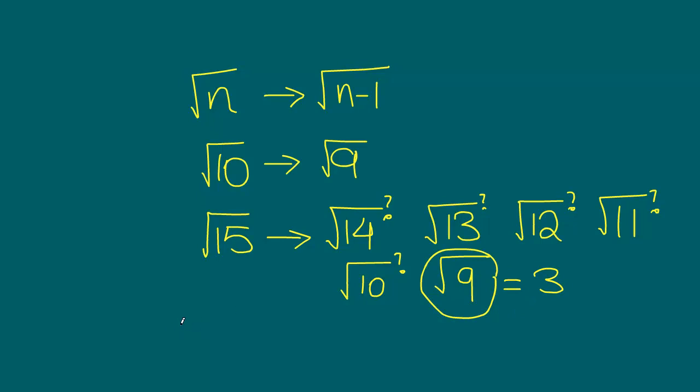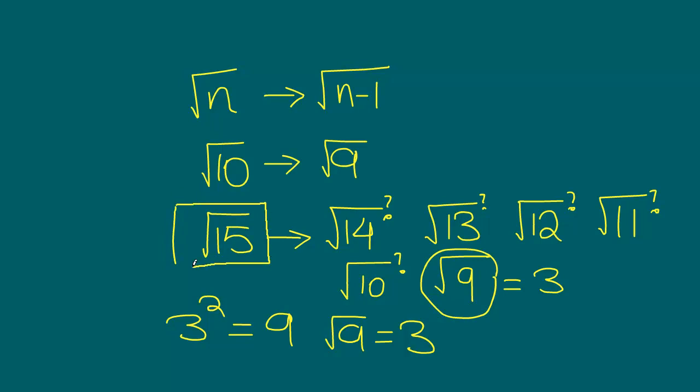Why? Well, simply because 3 squared equals 9. So if we take the square root of 9, we will get 3, right? So we know if we draw a number line, square root 9 is 3. So now we are going to go backwards. So we know square root 9, then we can find out square root 10, and then square root 11, and so on and so forth. And finally, we are going to be able to find out where square root 15 is.